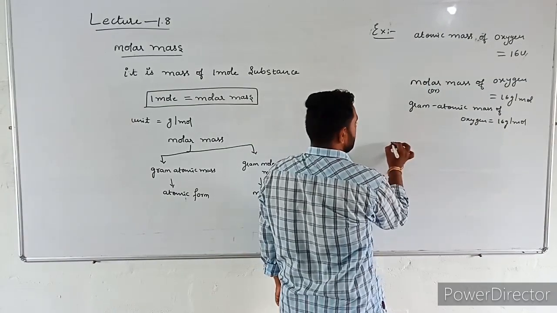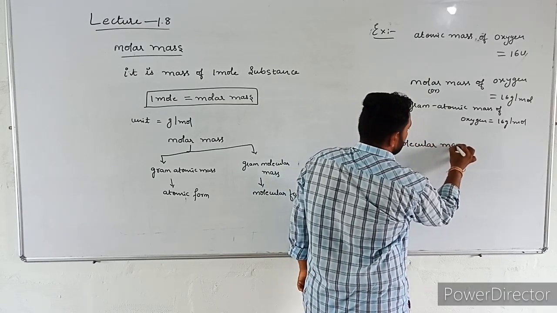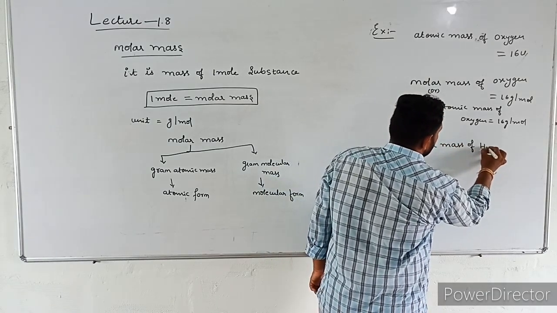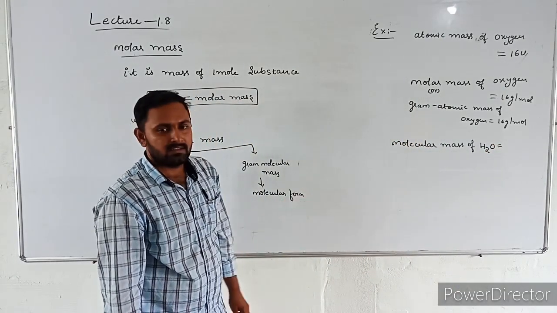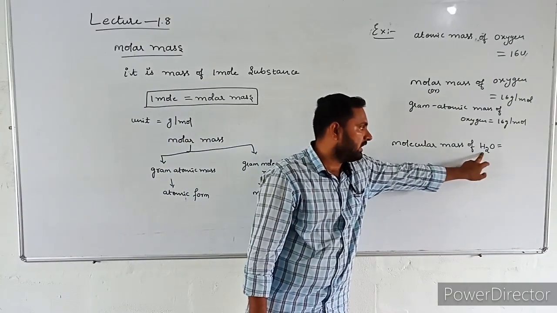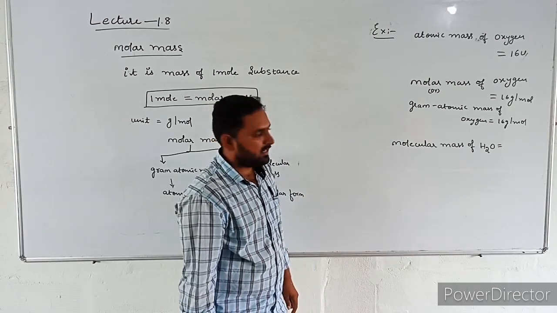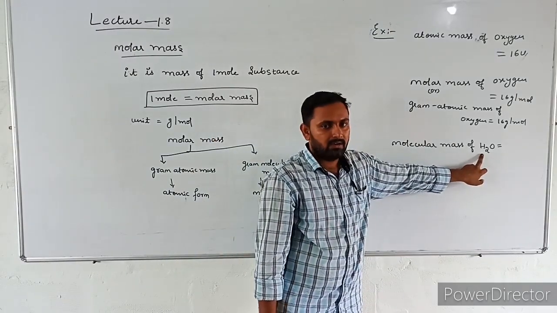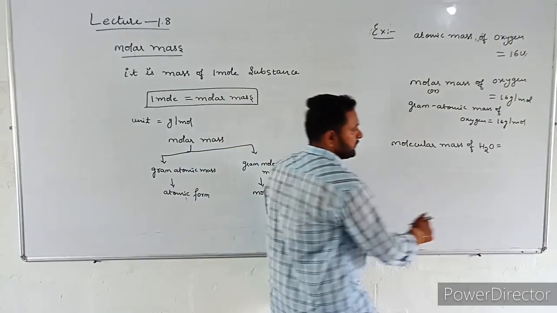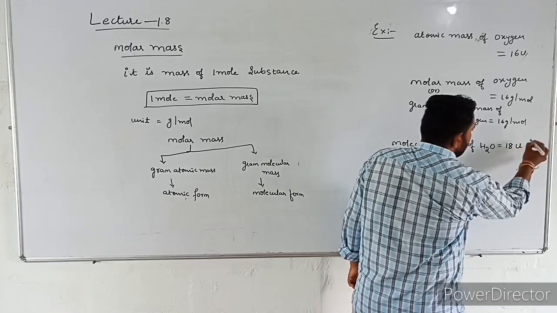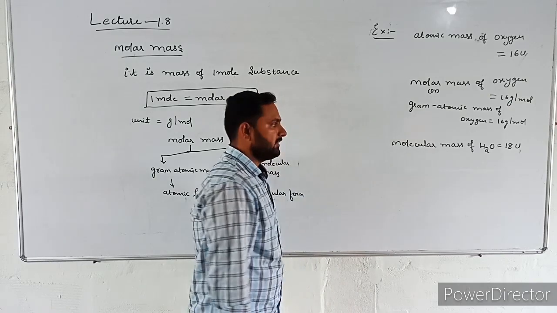Okay, next example. What is the molecular mass of water? How do you calculate molecular mass? You just have to add the atomic masses of all atoms present in a molecule. How many hydrogens are there? 2. What is the atomic mass of hydrogen? 1. 2 into 1 is 2. What is the atomic mass of oxygen? 16. 16 plus 2 is 18. The molecular mass of water is 18 unified mass.